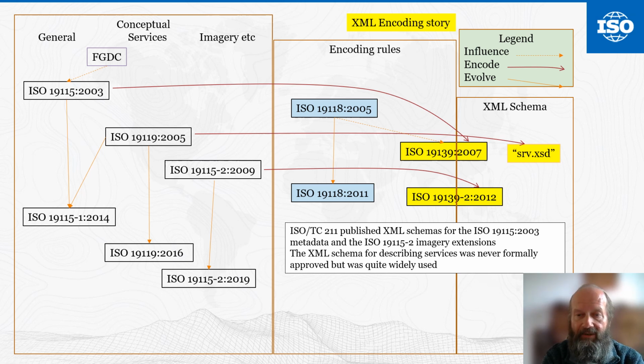Outside of TC211, the same approach was applied to ISO 19119, and the resulting srv.xsd was never formally published by ISO, but it was widely used. And in the same way, the imagery metadata in Part 2 was turned into the XML encoding of that data in Part 2 of 19139. So we then have 3 XML schemas and standards that can be used together, but that gives quite a complex picture.